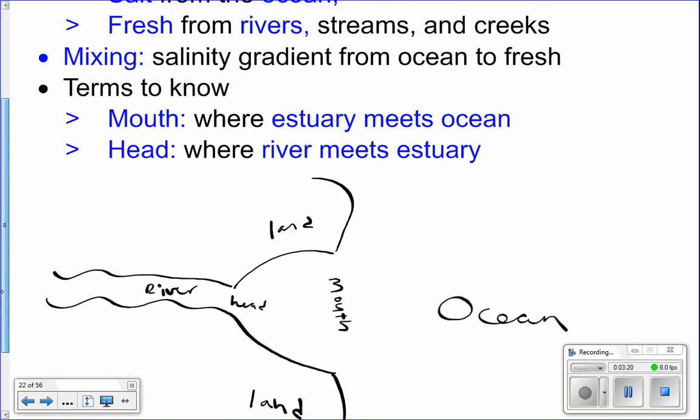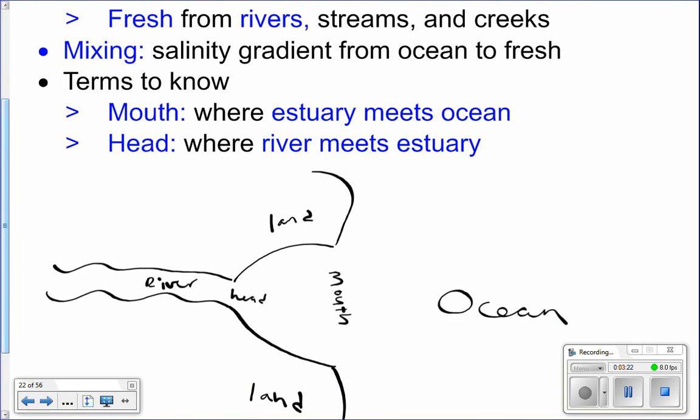So here's kind of what it looks like. So you've got the river running in, ocean, and it's semi-enclosed. So it's like partially cut off. You can't have water coming in from over here. And then fresh water, salt water from the ocean, mixing between the two, and so you've got an estuary.